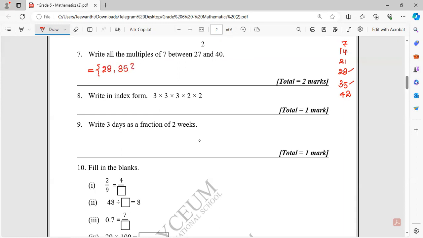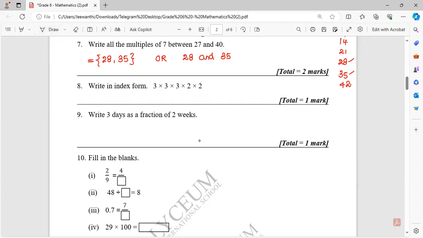That is one method. Or else if you have just written the answer 28 and 35, that is also correct, right? No need to have the curly brackets, but if by any chance they have mentioned list all the multiples of 7 between 27 and 40, definitely you want to use the curly bracket and list them down inside the curly bracket with commas. But here they have just asked us to write all the multiples. So then 28 and 35.